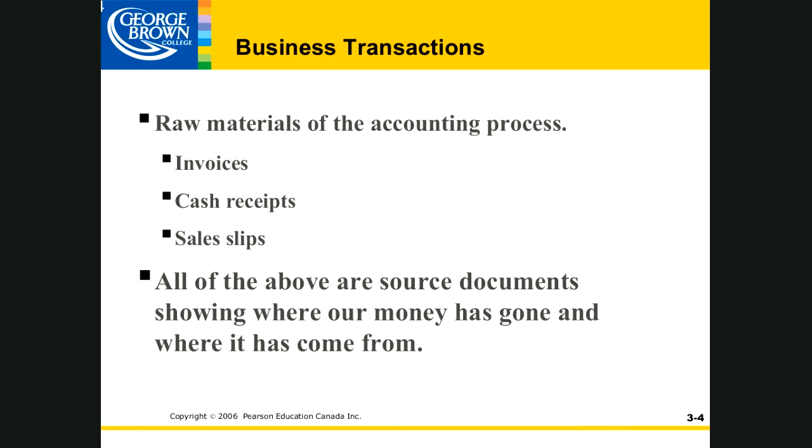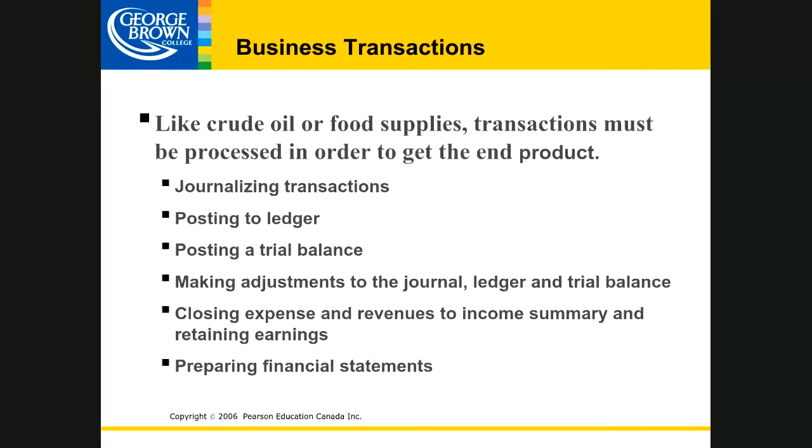The accounting system essentially collects all these business transactions or source documents and puts them through a process that organizes them in a specific manner, organizing money into different accounts that we collect and turn into financial statements. Business transactions are like crude oil or food supplies. We need to process them a little bit in order to get to the end product of financial statements.